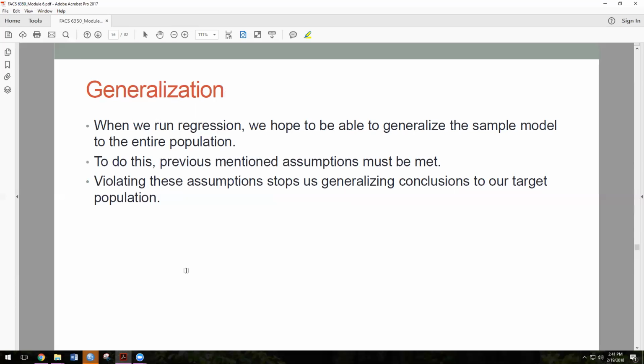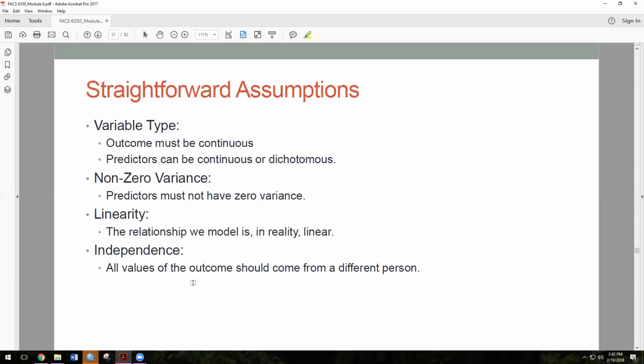So generalization is something that's really important in regression, because you want to be able to say more than I can just predict who's going to pass the RD exam for students that go to UCA. I want to be able to say, I can predict the pass rate on the RD exam for students in the nation. So you want to make sure that you're able to meet your assumptions so that you can better generalize your results.